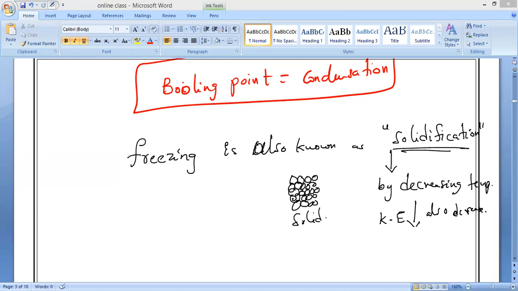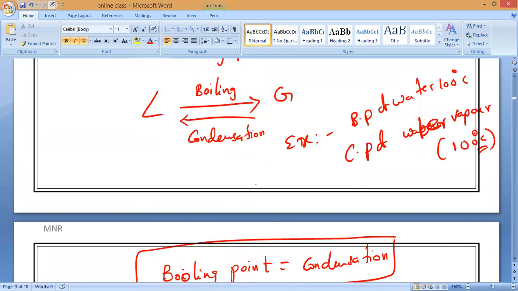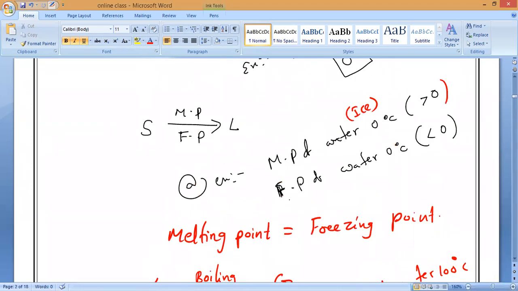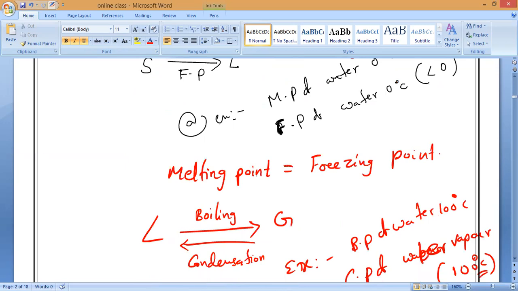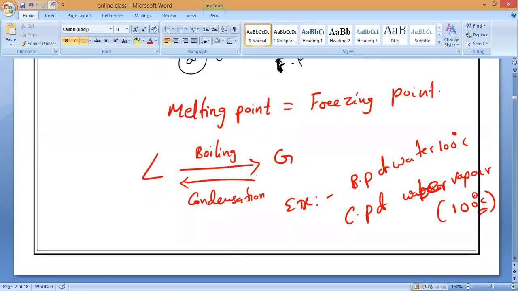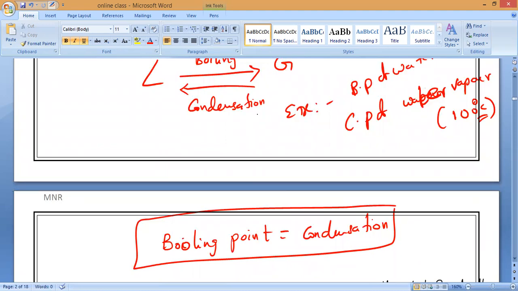So that is where the melting point comes in. For example, if we take the melting point of ice, we already know it. Melting point of ice is how much? 0 degrees Celsius. In the same way, what is the freezing point of ice? 0 degrees Celsius. And the boiling point of water is 100 degrees Celsius, and the condensation point of water is also 100 degrees Celsius. Yes or no, guys? Yes, sir.